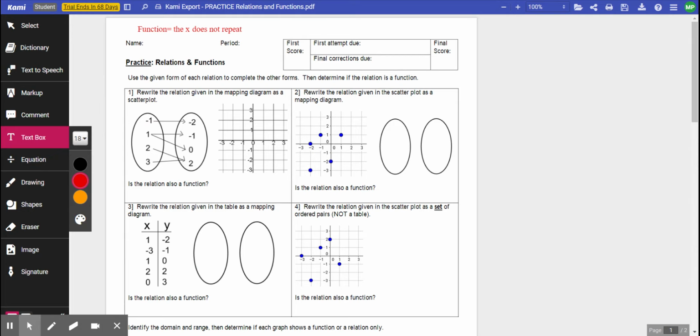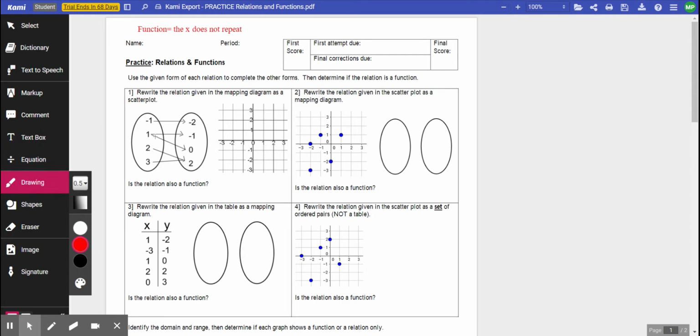It says rewrite the relation given in the mapping as a scatter plot. So what you have to do, and I'm going to get you started on this, but I really want you to practice graphing, is you go from x to y. So this point is -1, -2. So from 0, you go over -1, you go down to -2, and you put a dot. And then you would continue. So 1 to -1, 1, -1.